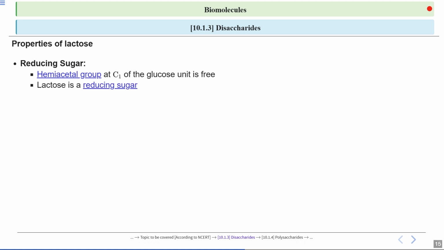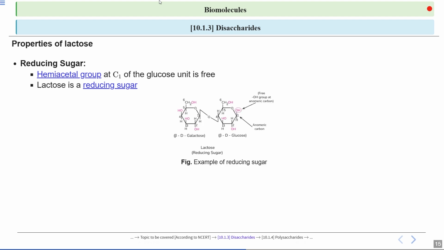Now, because of that free hemiacetal group, lactose is classified as a reducing sugar. This means it can participate in reactions like the Benedict test, where it changes the color of the solution by reducing copper ions. So if you see over here, we have a free hemiacetal group at carbon 1. So this is carbon 1 and we have a free OH group at the anomeric carbon. Okay, so this is what makes lactose a reducing sugar.